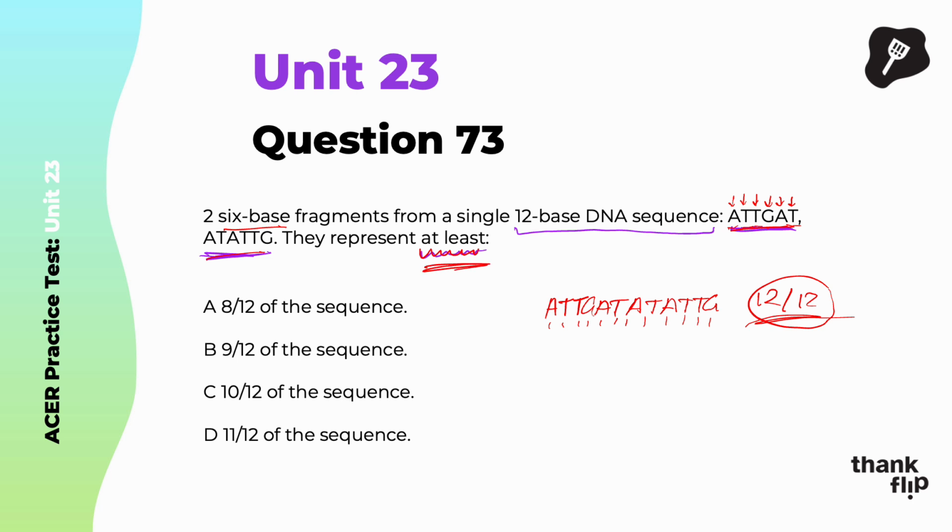But the question is asking at least. And so that tells us we want to look for the most amount of overlap that's possible to get to that least aspect of this question. So what's the most amount of overlap that's possible here? So I can already see a pattern. I can already see that we have ATT overlapping here. In fact, we have ATTG overlapping here.